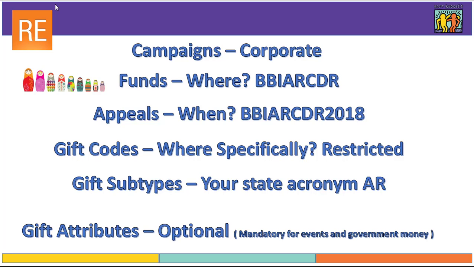Gift code? Well, that's just where specifically the money has to be used or anything else specific about the money. In this case, it's restricted money. The gift subtype would be your state acronym, Arizona. Gift attributes are optional, but they are mandatory for events and government money.